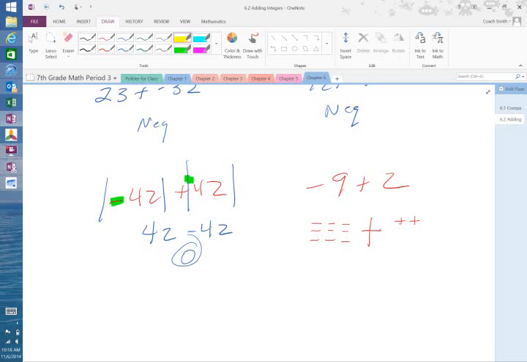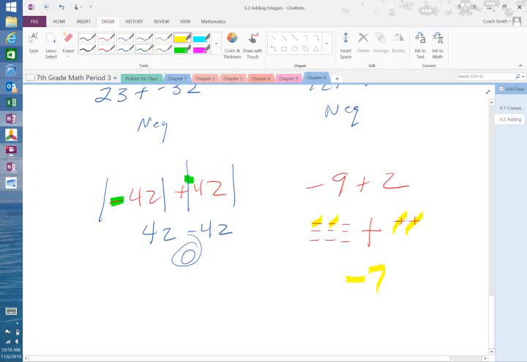Yeah. Protons and neutrons, I have to talk to Ms. Comfort about that. Protons and neutrons, negatives and positives cancel each other out. So I have a positive there, it cancels one of my negatives. I have a positive there, it cancels another one of my negatives. So I canceled out 2 positives, 2 negatives. That gives me 1, 2, 3, 4, 5, 6, 7 negatives left. So the answer to that would be negative 7.